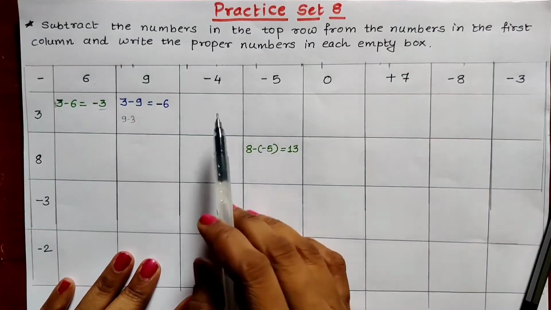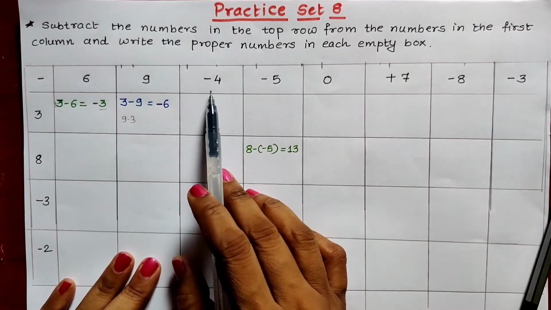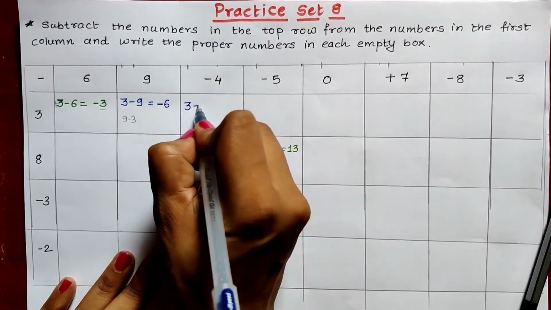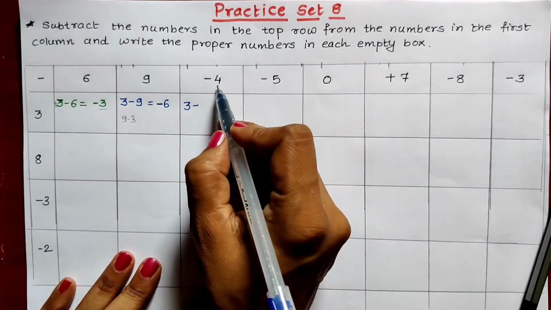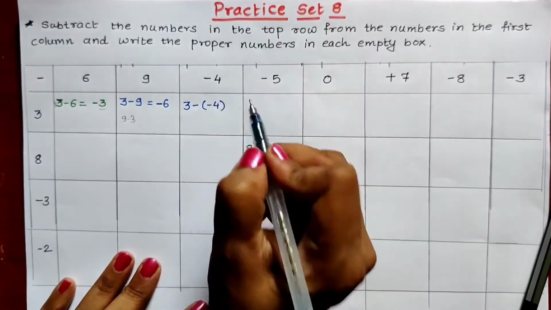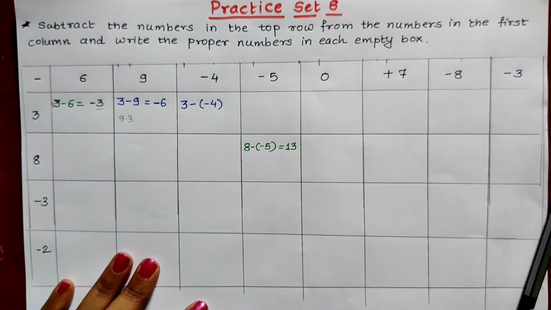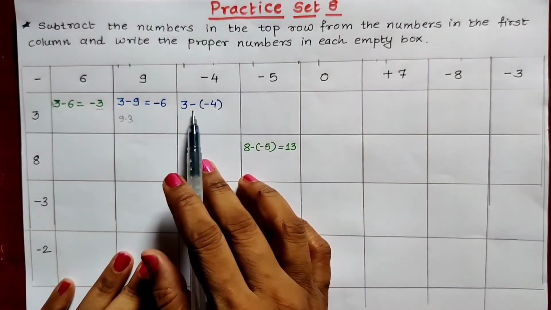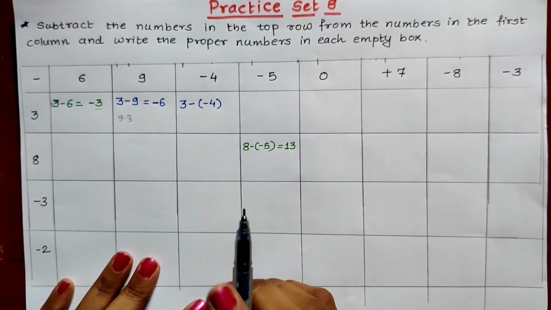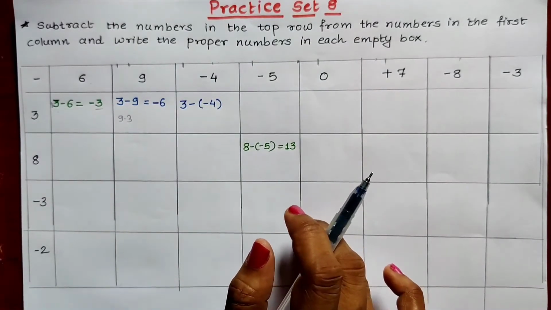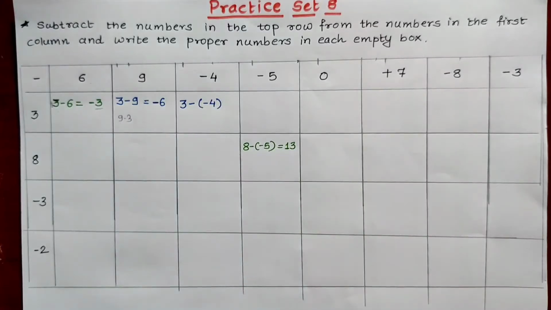Now let us go on to the next sum. It is 3 minus. What is the number given to us? Minus 4. So we write it inside the bracket. 3 minus minus 4. In this way we will be writing the number inside the bracket. Now see children, two signs are coming close to each other. And I have explained to you, when two signs are close to each other, we have to combine those two signs and make a single sign.